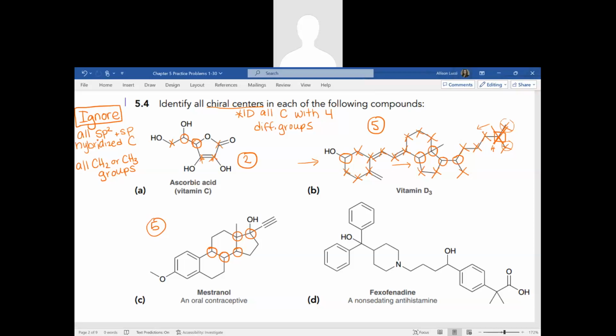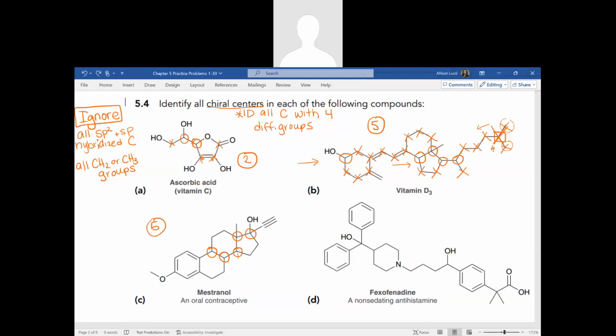So confirm that you know why, right? They have four different groups. Some have hydrogens as their fourth group, like these guys here, and then others have a methyl group. So this again has five chiral centers in this compound C, and then our last compound here we'll work through a little quicker.